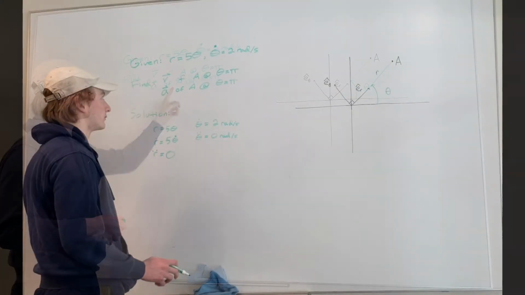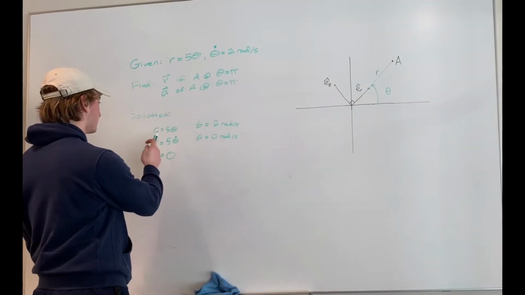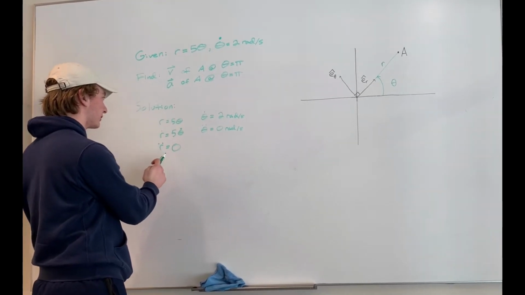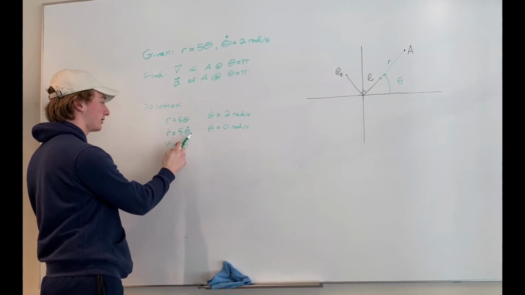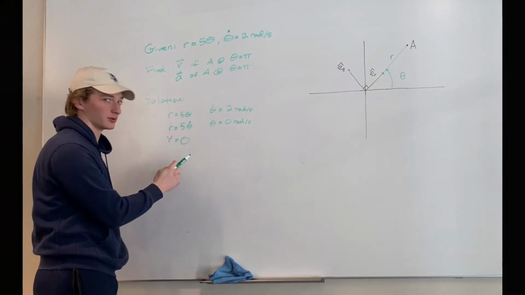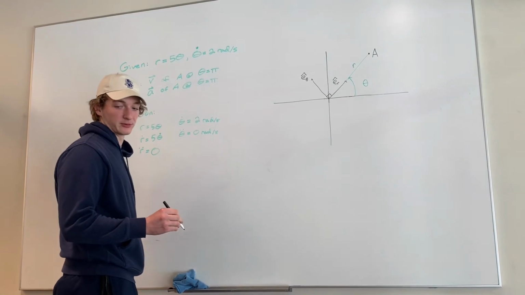theta equals pi. To first find the velocity vector equation, one must know r dot and r double dot. r is 5 theta, which means r dot is 5 theta dot. r double dot is 0. The velocity vector equation for polar coordinates is as such.